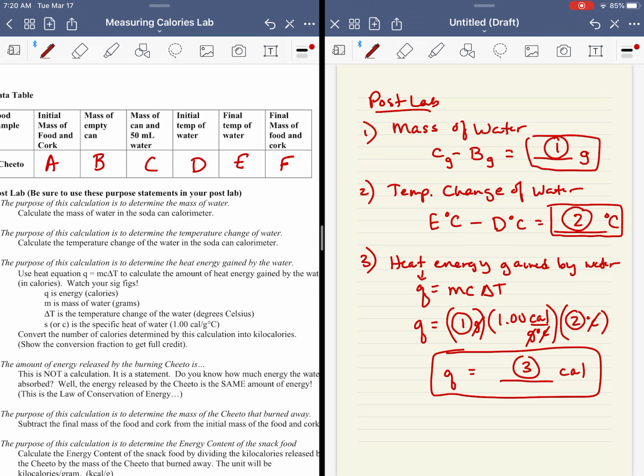Before we move on, we have to take our answer in calories that we just got, and we are going to convert it into kcals. So calories to kcals. 1 kilocalorie is equal to 1,000 calories. So essentially, you're taking your answer from number 3 and you're dividing it by 1,000. And so your answer here should be in kcals. We'll call that our answer 3A.